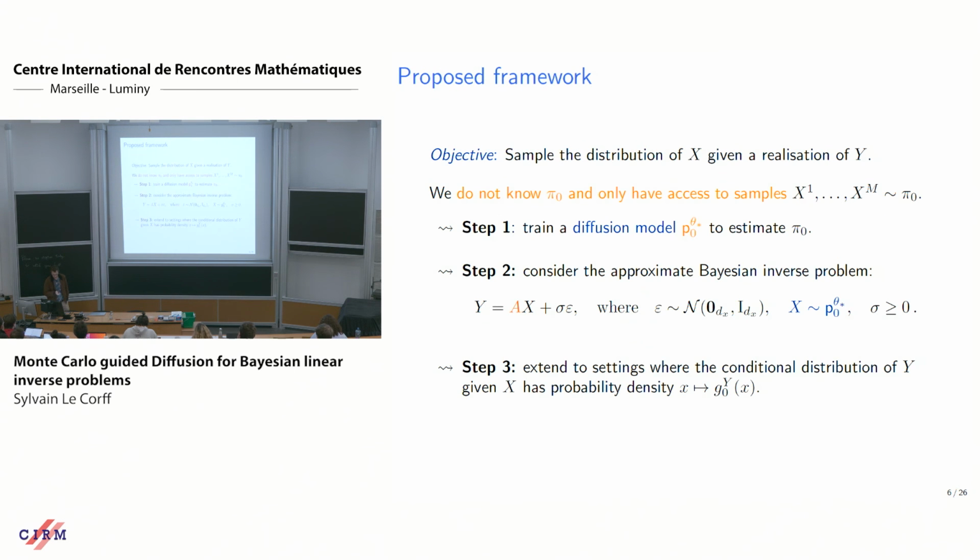So first, I'm going to try to describe diffusion models. The idea is quite simple. The methodology is easy to understand if we don't go into the details. And then the new part of the talk is step 2 and step 3: once we've estimated P0 theta star, how we can use the same framework to sample from our posterior distribution. So I'm going to spend like half of the talk talking about this.